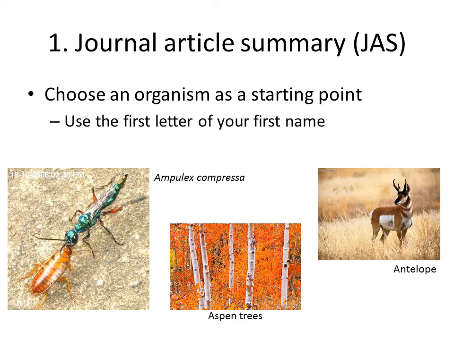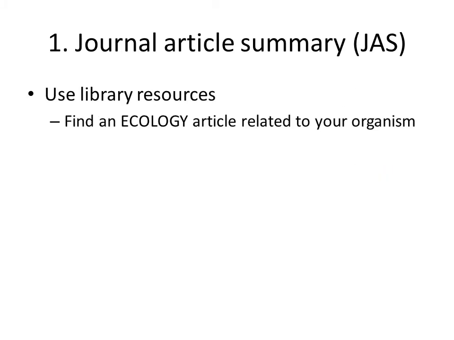Some things I could look at are the ecology of Ampulex compressa, a type of wasp, the ecology of aspens, or antelopes, or even Anopheles mosquitoes. There are lots of options out there. Using this organism as a starting point, you can use Web of Science to look for articles about the ecology of that organism. I will go with an example using antelope.